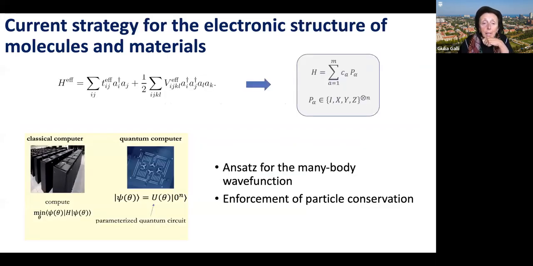Okay, so we have our Hamiltonian. We have to transform it into a qubit Hamiltonian. That is, if you know the term, we need to transform it into a linear combination of operators, our Pauli operators. But the point is, we need to have an ansatz for the many-body wave function. And as I'll show you, we have to have a way to enforce particle conservation.